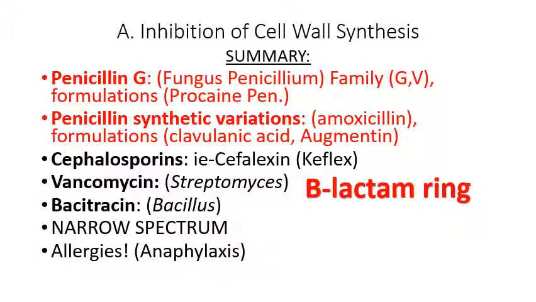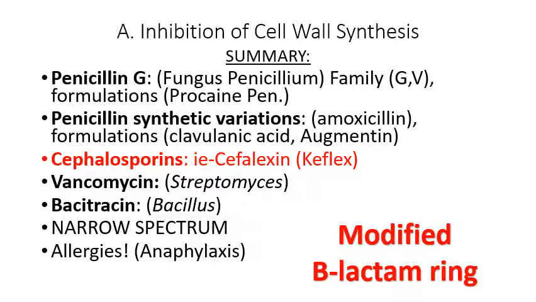Right, so these all contain the beta-lactam ring, which the bacteria can fight back against by using beta-lactamase enzyme. Right, these have a modified beta-lactam ring, which is much more difficult for beta-lactamase to cut. So if it turns out you're allergic, or you're infected with a bacteria that's resistant to penicillin or the synthetic variations of the penicillin family, you can try cephalosporins because you're more likely to be successful there.